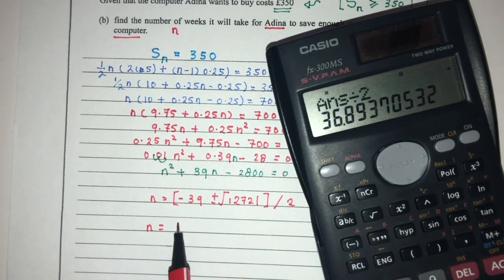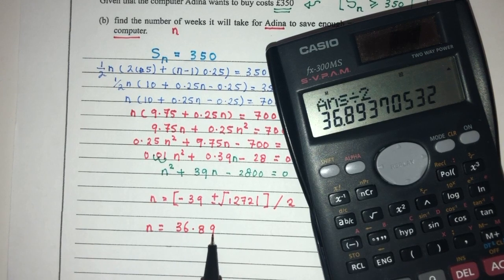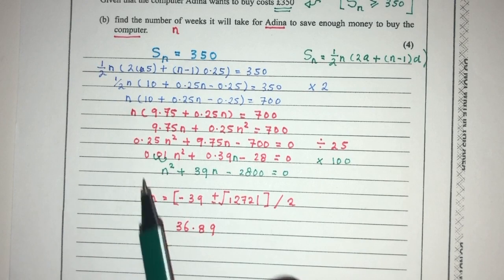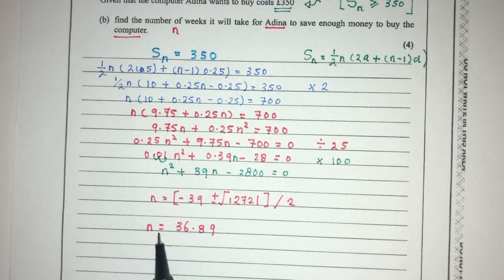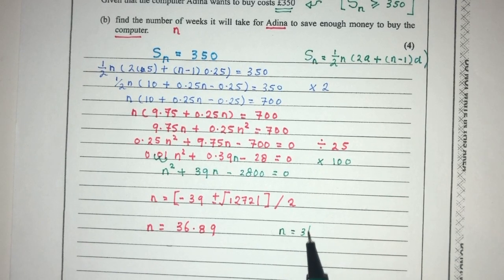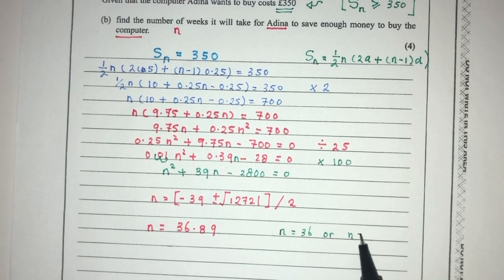That will be 36.89. Now again, as you can see, n has to be equal to 36.89 so that Adina can save 350. However, n is the number of weeks. It cannot be a decimal. We can either choose n equal to 36 or n equal to 37.